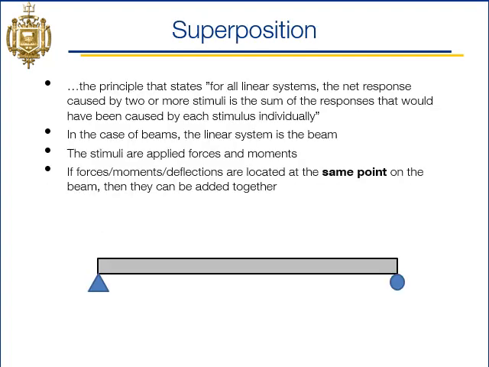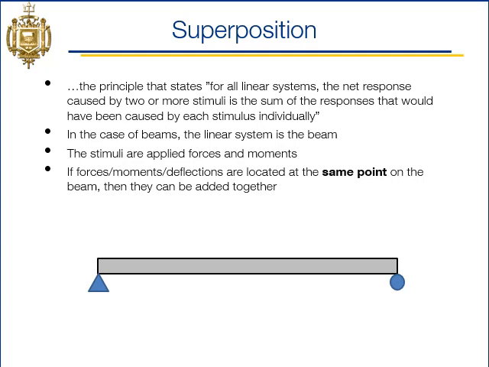All right, so what is superposition? We grabbed the definition off of Wikipedia here at the top. Superposition essentially is the principle that states for all linear systems, the net response caused by two or more stimuli is a sum of the responses that would have been caused by each stimulus individually. All right, what does that mean? We'll break that down using this picture at the bottom here in a minute.